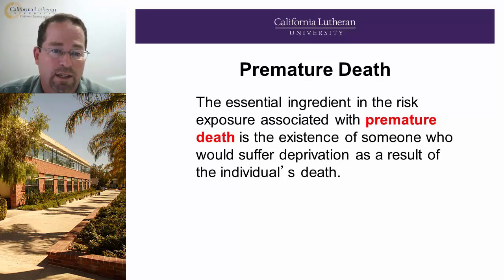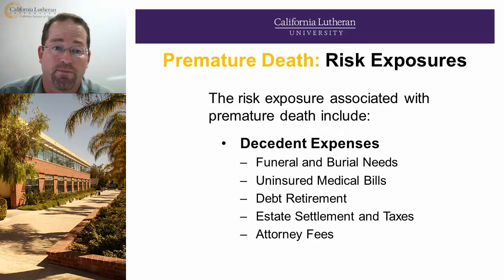And we just touched on this in the last slide. The essential ingredient in risk, the risk exposure associated with premature death, is the existence of someone who would suffer deprivation as a result of the individual's death. The risk exposure associated with premature death includes your final expenses, the funeral and burial needs, uninsured medical bills, debt retirement, these can be mortgages, student loans, auto loans, credit cards, estate settlement and taxes, and attorney fees.